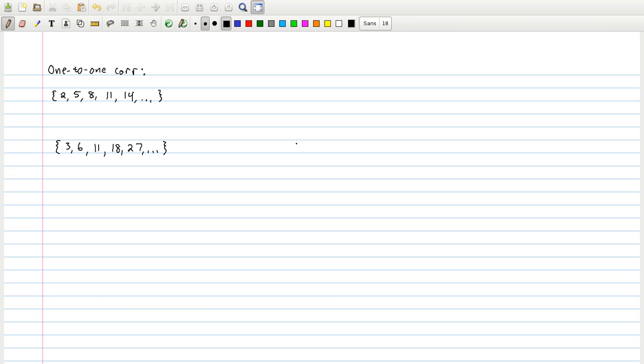Set up a one-to-one correspondence between these two sets. When setting up a one-to-one correspondence, we want to find a formula that will generate this entire set. So I'm going to do this by looking at successive differences.